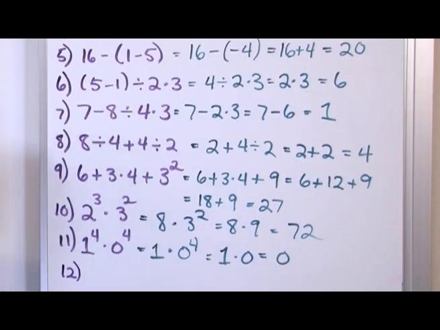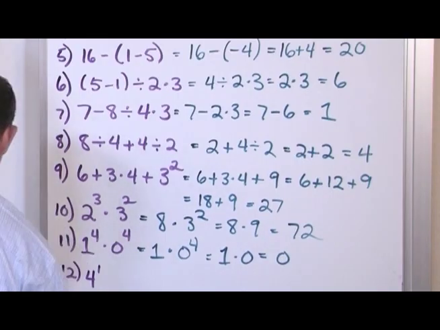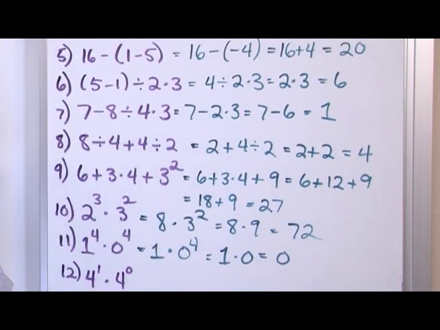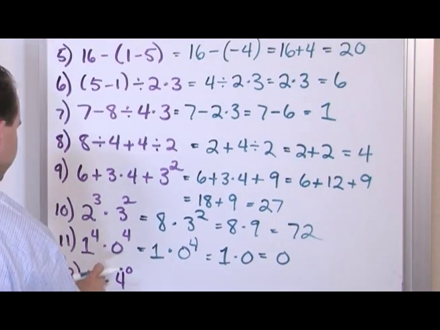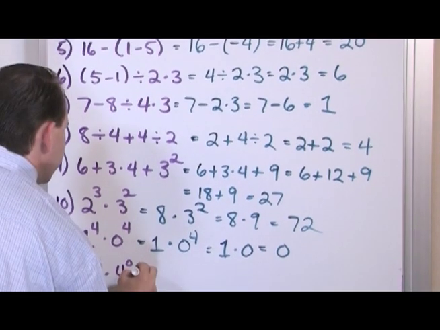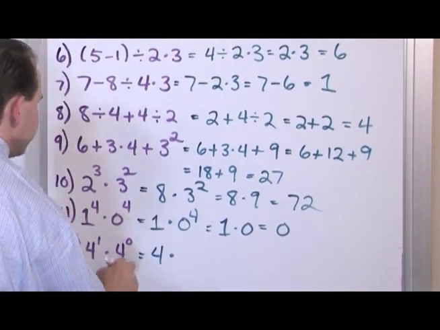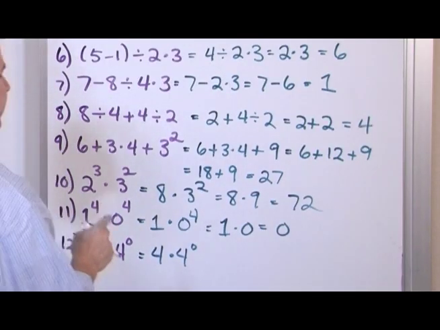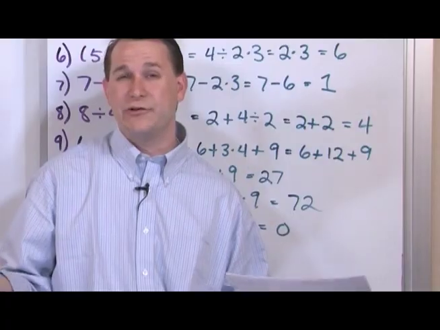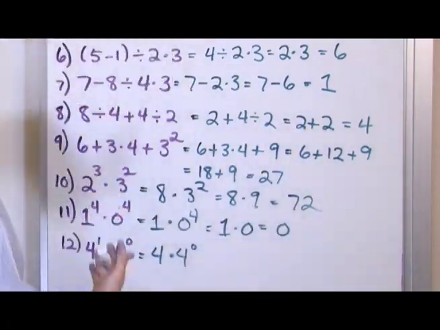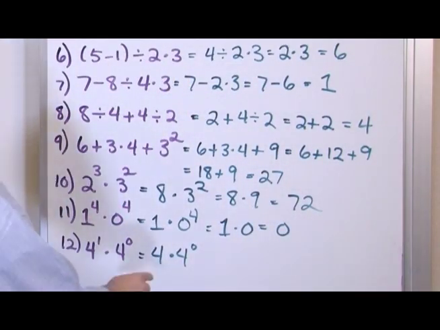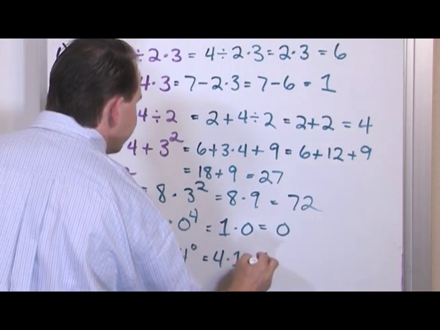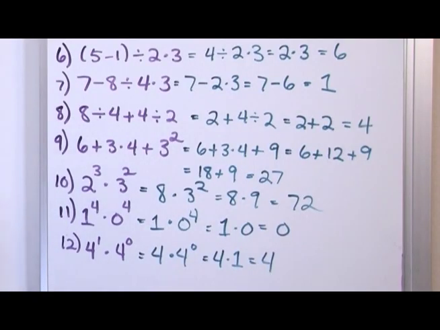Number 12. Let's say you have 4 raised to the power of 1 times 4 raised to the power of 0. Same sort of thing. 4 to the first power is just 4. So you're going to have 4 here, but you still need to do this. So we'll save it to the next step. Now, anything raised to the 0 power, we learned about this in the last section, by definition, it doesn't seem to make sense at first, but it's a definition, is going to equal 1. So you're going to have 4 times 1 here. And of course, you can do the multiplication at the end and get 4.